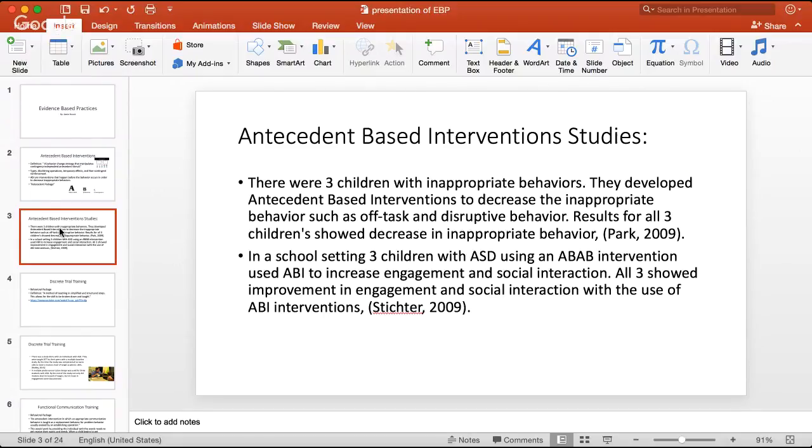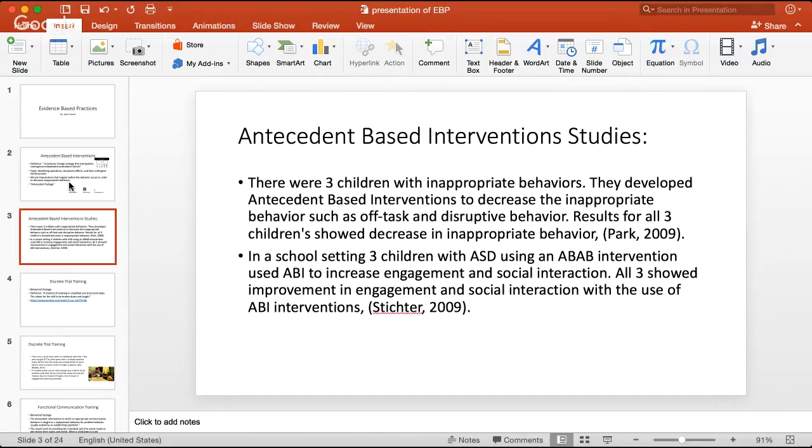Next, there's a study in a school setting with 3 children with autism spectrum disorder using an ABA design, and the intervention used ABI to increase engagement and social interaction. All 3, once again, showed improvement in engagement and social interaction with the use of ABI interventions.